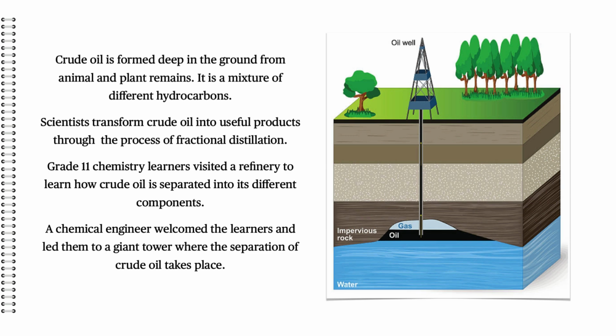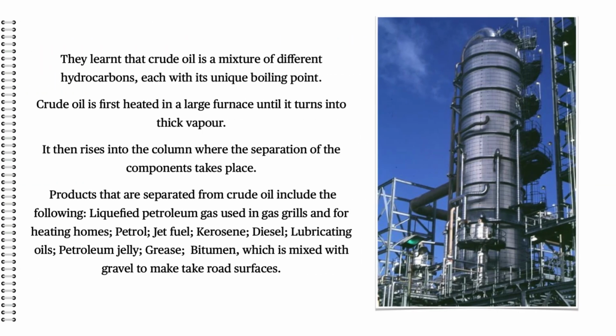Grade 11 chemistry learners visited a refinery to learn how crude oil is separated into its different components. A chemical engineer welcomed the learners and led them to a giant tower where the separation of crude oil takes place. They learnt that crude oil is a mixture of different hydrocarbons, each with its unique boiling point. Crude oil is first heated in a large furnace until it turns into thick vapor. It then rises into the column where the separation of the components takes place.